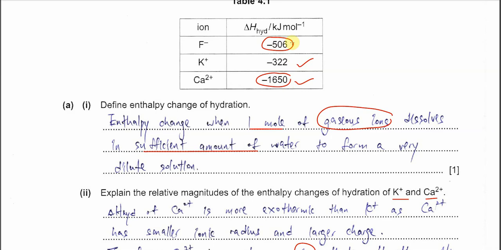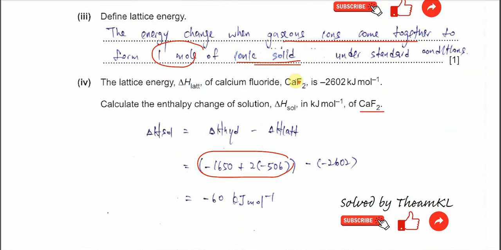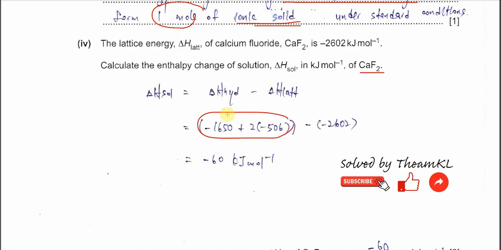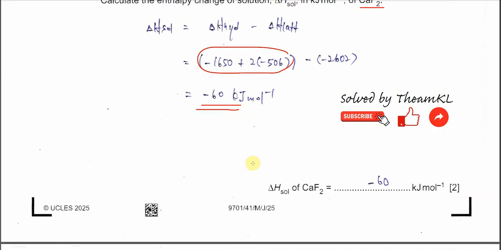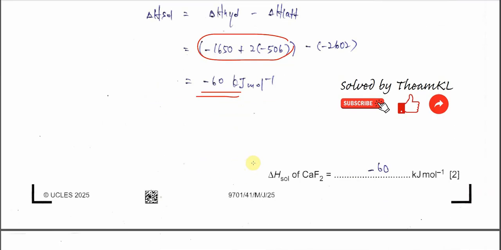So you just substitute these 2 values into this equation. Just remember, calcium is 1 mole, fluoride is 2 moles, so it needs to be times 2. And the lattice energy is given here, negative 2602. So eventually, the enthalpy change of solution, you get negative 60 kilojoules per mole.